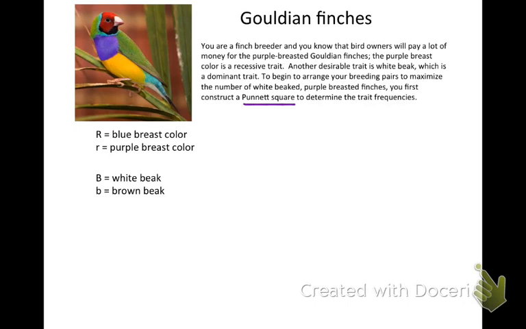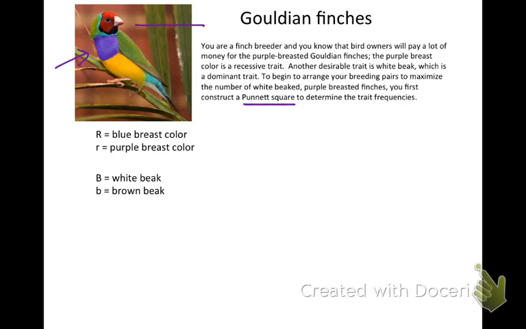So in this example, we're imagining that you're a finch breeder and you need to get as many purple-breasted Gouldian finches as you possibly can, and your market share is even better if you get purple-breasted finches that have a white beak. That's because people that are bird lovers will pay more for these particular birds. So you're going to use a little bit of the genetic information to try to maximize your mating.